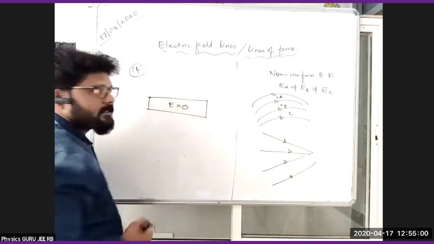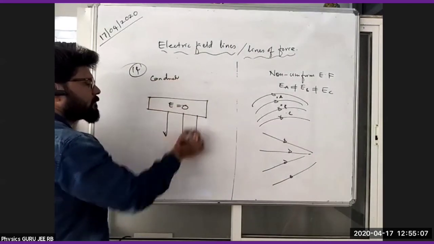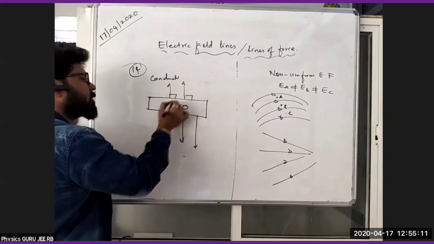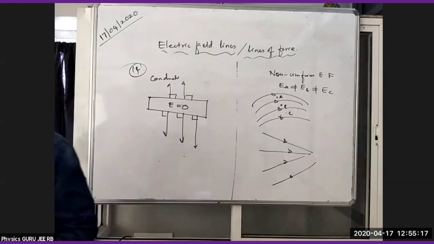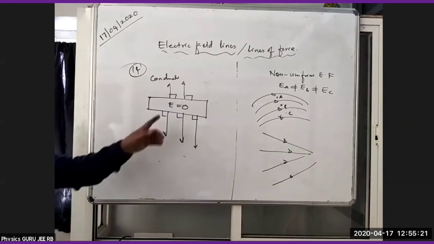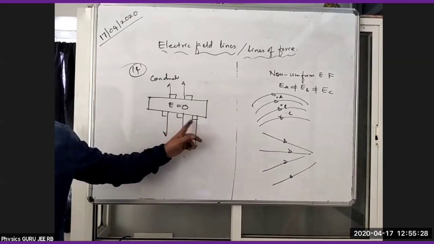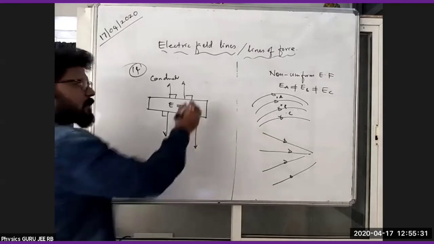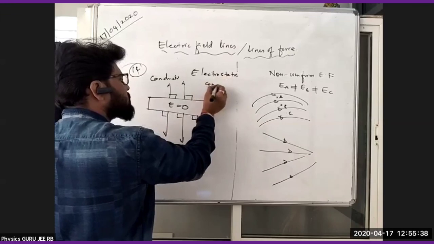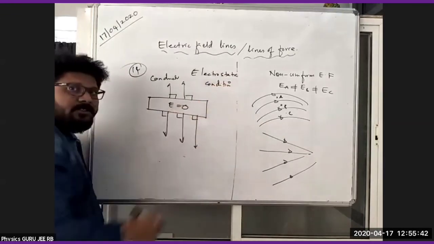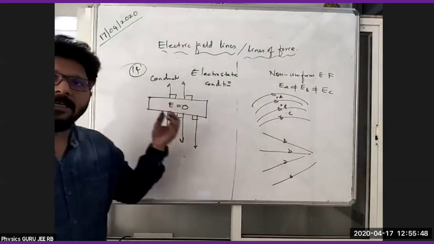For a conductor, electric lines are away from the conductor and perpendicular to its surface. So electric lines are absent inside the conductor. Is it clear? Inside the conductor the electric field is 0. This is nothing but the electrostatic condition. Static condition. What is the electrostatic condition? It means the charges inside should be at rest. Then only it is possible, and the electric field inside is 0.